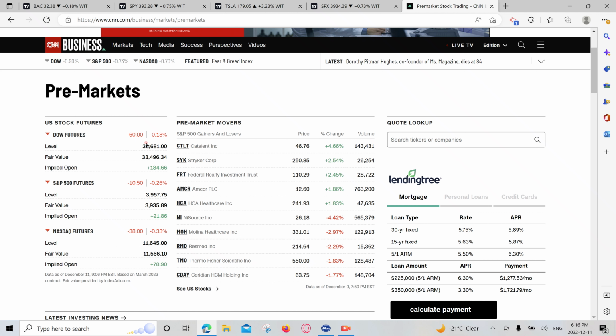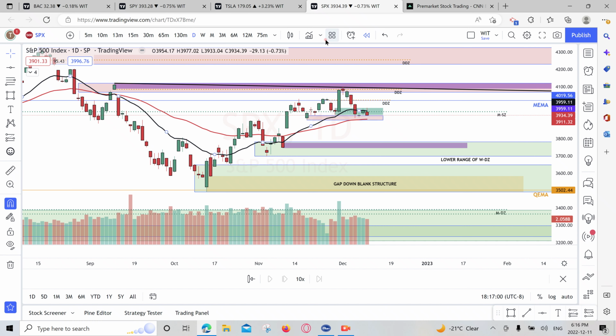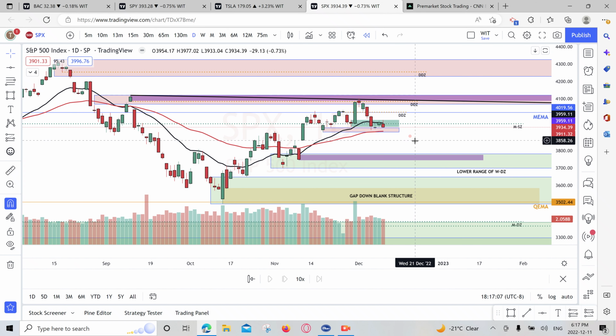Markets are going red, minus 60. You can see futures are already red. Hopefully, excuse me, I have a sore throat. Hopefully, whatever I'm saying makes sense.